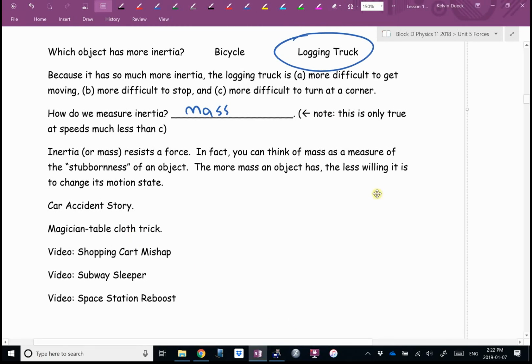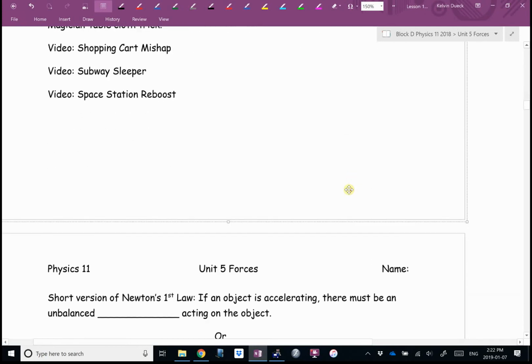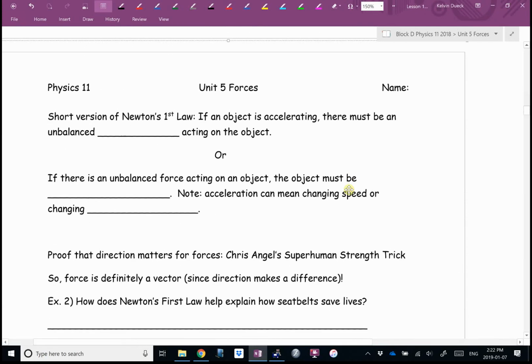So Newton's first law says if an object is at rest, forces are balanced. If forces aren't balanced, the object isn't at rest. And the explanation for why objects are difficult to accelerate is they have inertia, mass. Next page. So here's the short version of Newton's first law. If an object is accelerating, there must be an unbalanced force. Or if there's an unbalanced force, the object must be accelerating.